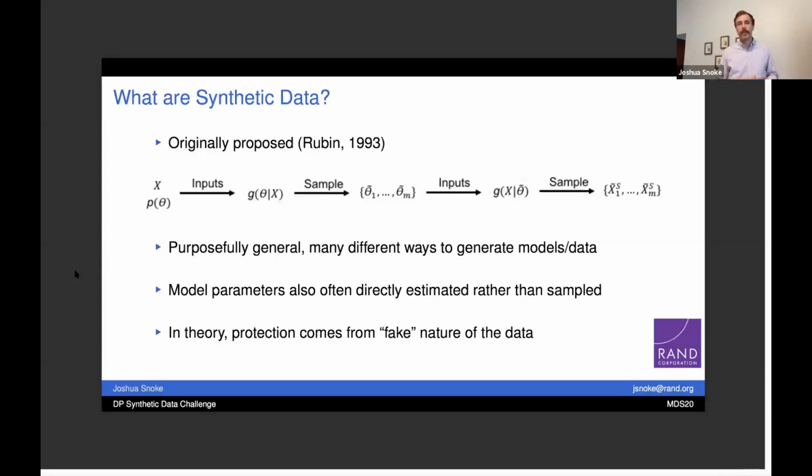And I've done this very generally here because, as you've seen already in the talks, there's a lot of different ways to do this. It can even be images or text or any of that kind of stuff. You can do this in a non-Bayesian way also, where you just directly estimate the parameters. And in theory, without the differential privacy, the protection for synthetic data is just from the fake nature of the data.